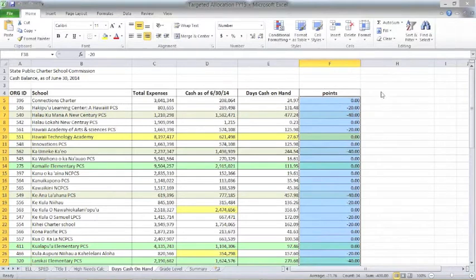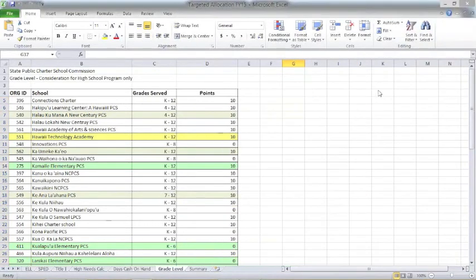And then the nominal piece, which was the grade level for high school, we added 10 points to your score if you offer a high school program. This is similar to what the DOE weighted student formula does, in that it recognizes more additional resources are needed for high school programs. So we sort of followed that.